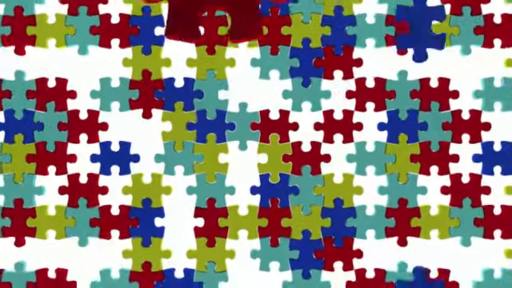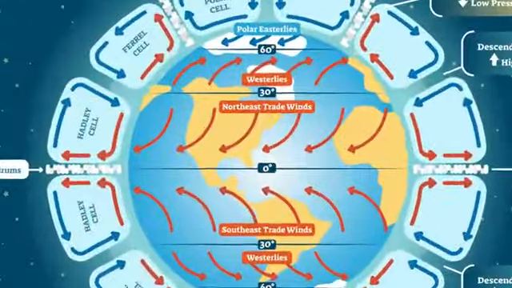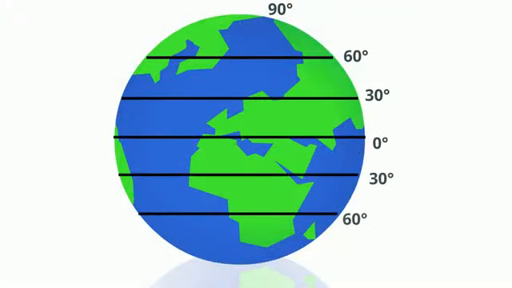Now let's put all this together and look at some global winds. First, we will label the Earth. The direction of the global winds change every 30 degrees on Earth. You can see I have the Earth labeled 90, 60, 30, and 0 degrees in the northern and southern hemisphere.